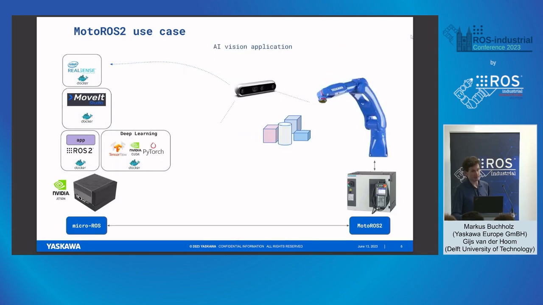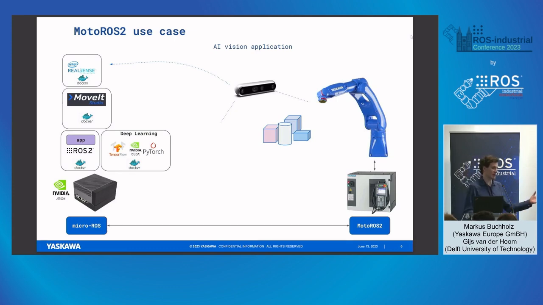So probably a lot of you were at Automatica and could see how many vision systems are integrated, and you are probably inspired by them. But we think that, for example, using our MotoROS2 interface, it's a ready-to-go solution.